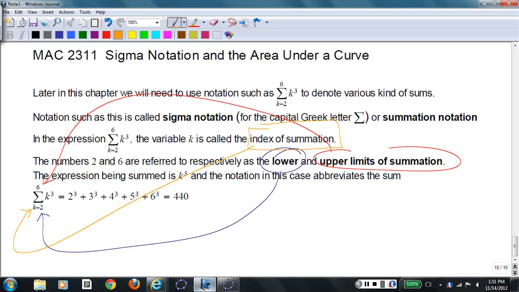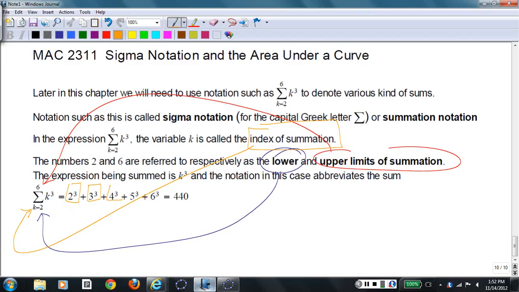Basically, we take the expression over which we're calculating the sum, and beginning with the lower limit, we substitute that number for the variable. Substitute 2 for k, we evaluate the expression, we get 2 cubed. We substitute 3 for k, we get 3 cubed. Now the increment is 1 each time. Plain vanilla sigma notation. We increment by 1 each time.